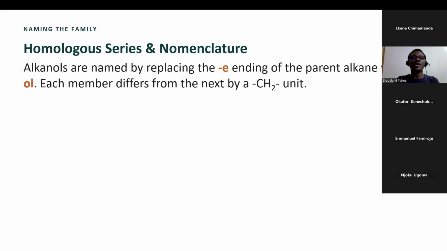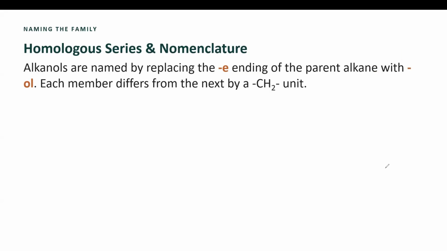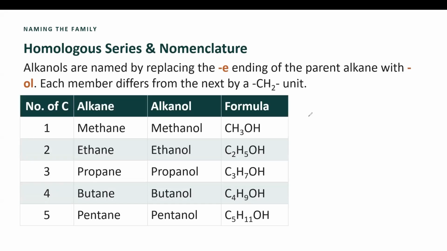Very good. Alkanols are named by replacing the E ending. So if you get to the alkane, the E ending is this. This E here. You replace the E ending with OL. If you replace the E ending with OL, it becomes the corresponding alkanol. So we have methane, and the corresponding alkanol is methanol. Is that clear? So good. Let's proceed. Famiroju, can you name the first 5 alkanols as seen on the board?